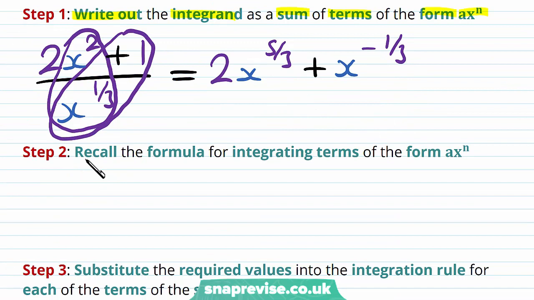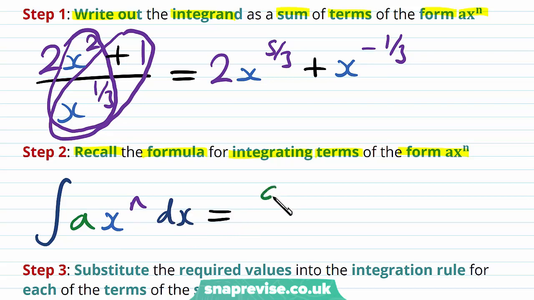Our second step is to recall the formula for integrating terms of the form ax to the power of n. When we integrate ax to the power of n with respect to x, we get the following formula. We get a divided by n plus 1 multiplied by x to the power of n plus 1, and again, we should not forget our arbitrary constant of integration plus c.